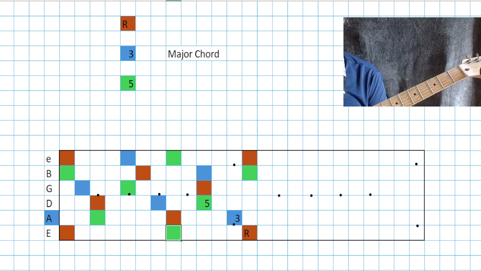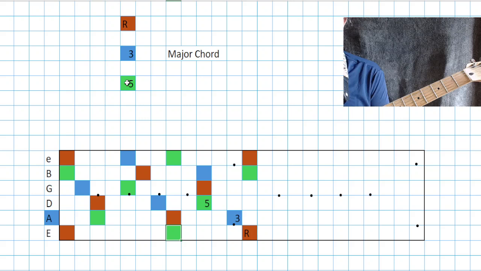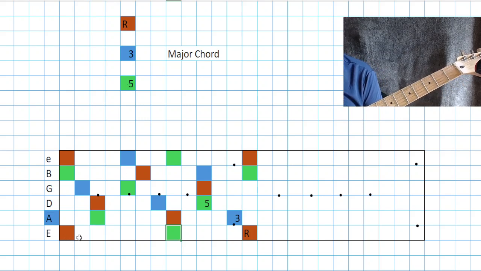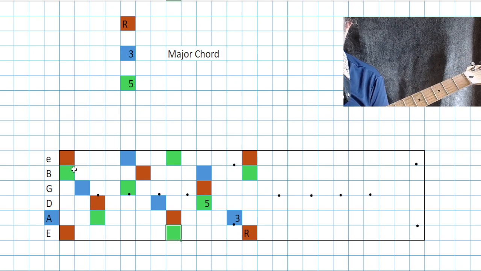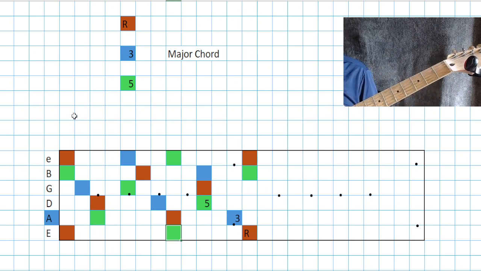But then you have the fifth as the next one you want to understand. So root, 3, 5, and where's that on your fretboard? And so you can start to see here what appears is the CAGED system now. So now we have our full triads and things that we hopefully know.